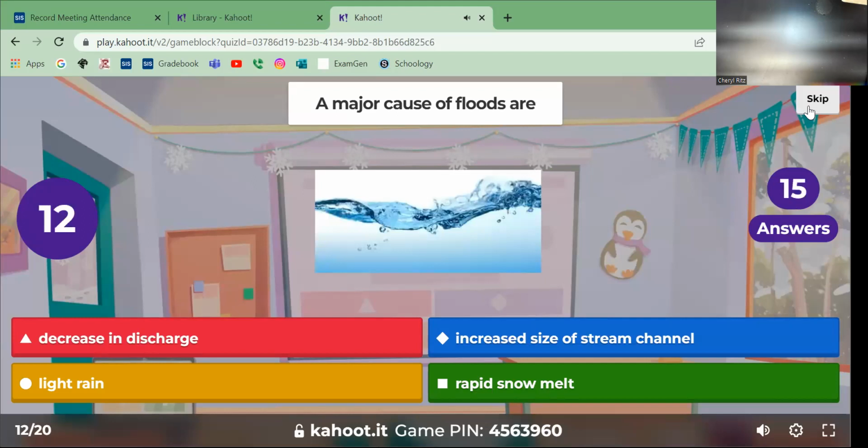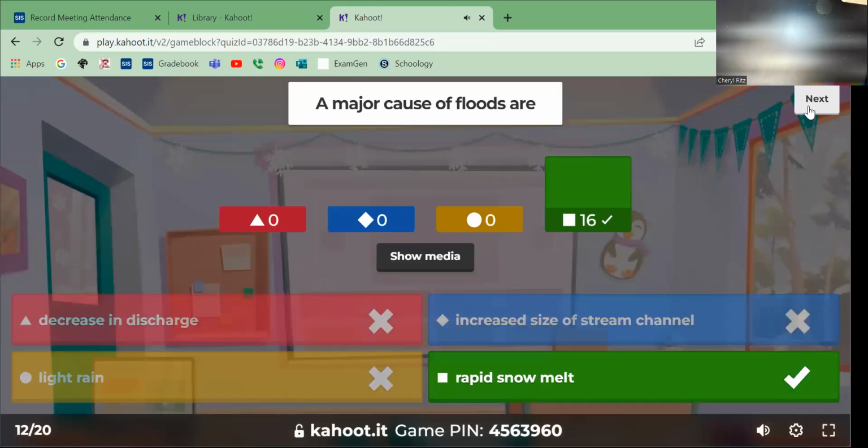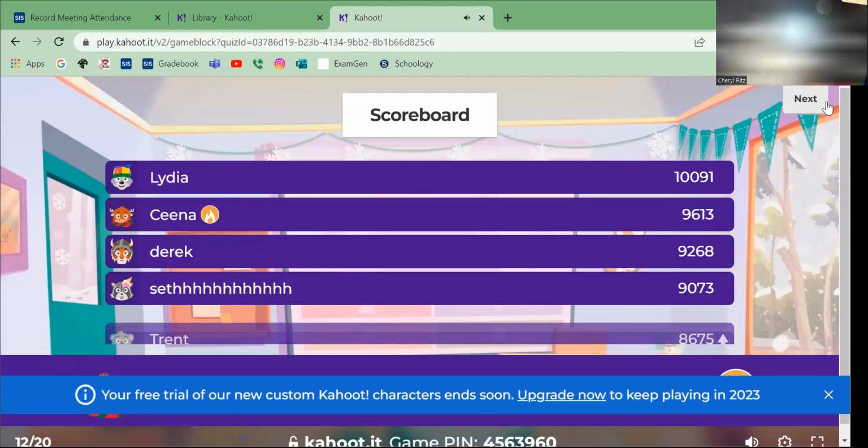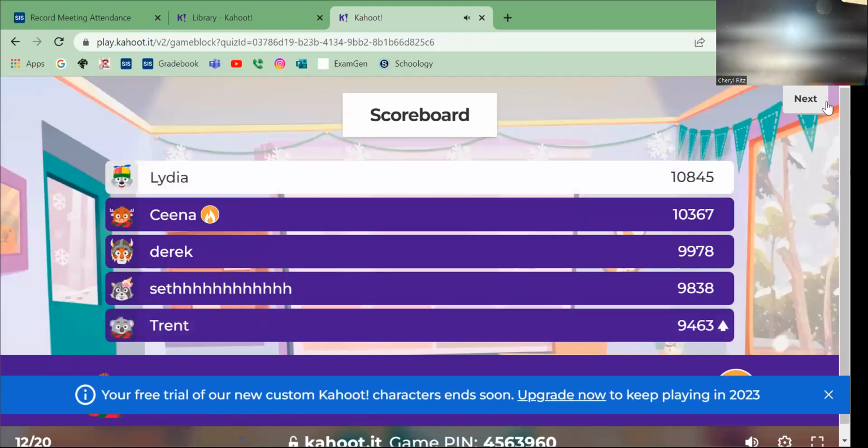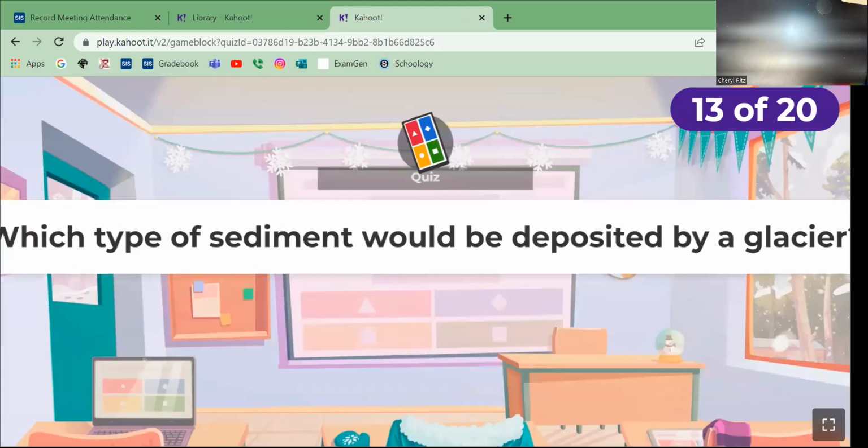Floods are caused by fast snow melt or a lot of rain or frozen soil, which is not going to be on the test. So you're trying to joke with us? No. Sorry. I didn't mean to trick you.